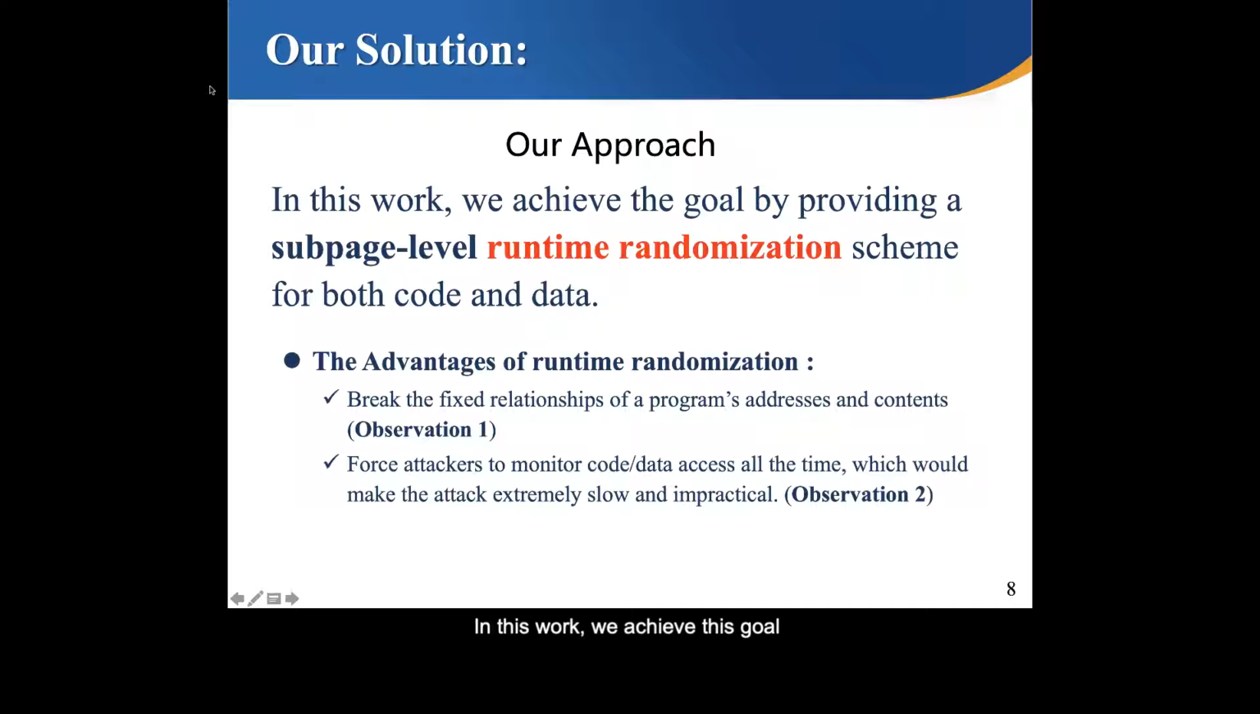In this work, we achieve this goal by providing a sub-page level runtime randomization scheme for both code and data. We think this scheme has at least two advantages. First, it can break the fixed relationship of programs' addresses and contents. Second, it stops attacks using the page fault subchannels to locate their interesting functions, so they're forced to monitor all the accesses of code and data at all times, which would make their attacks extremely slow and impractical.